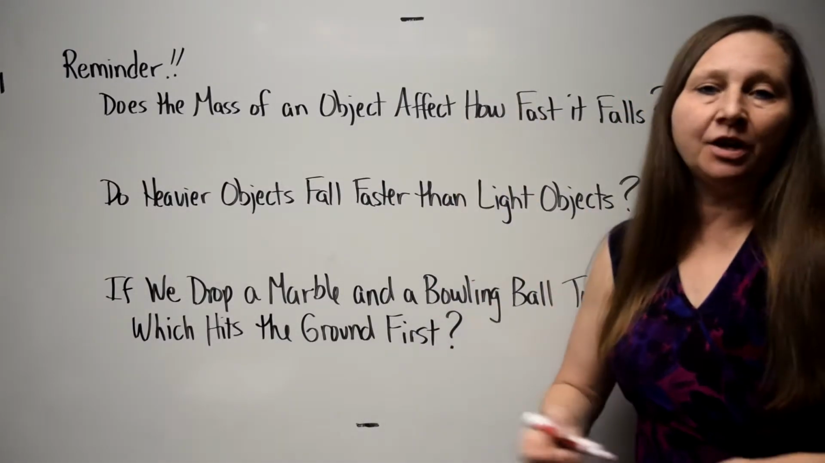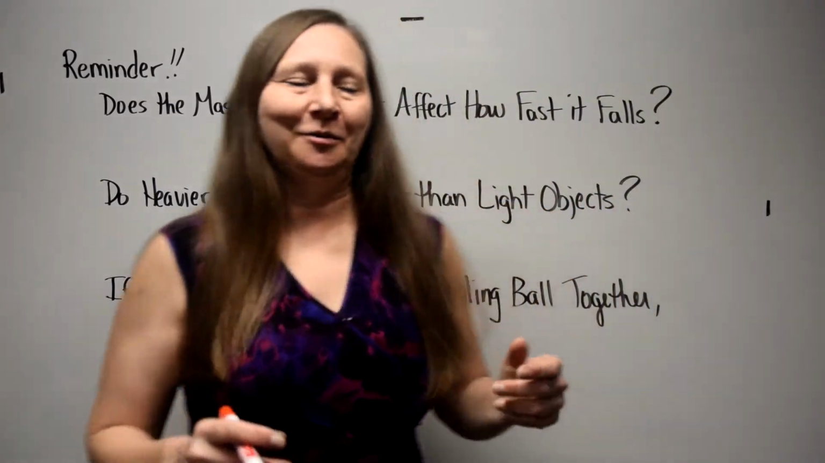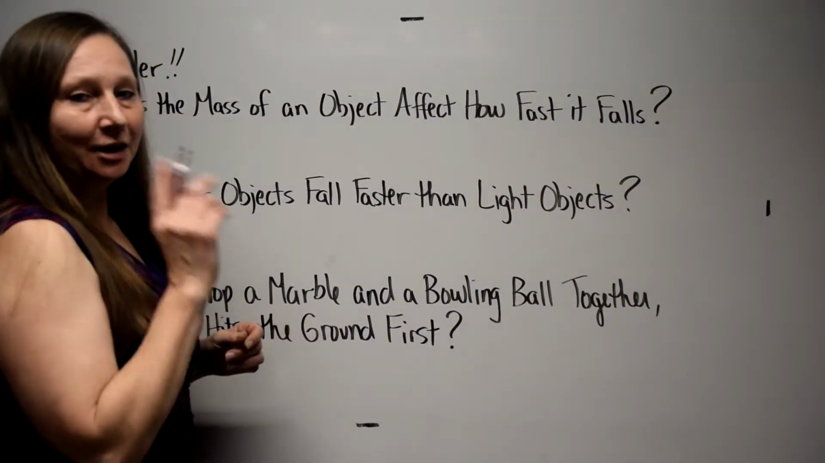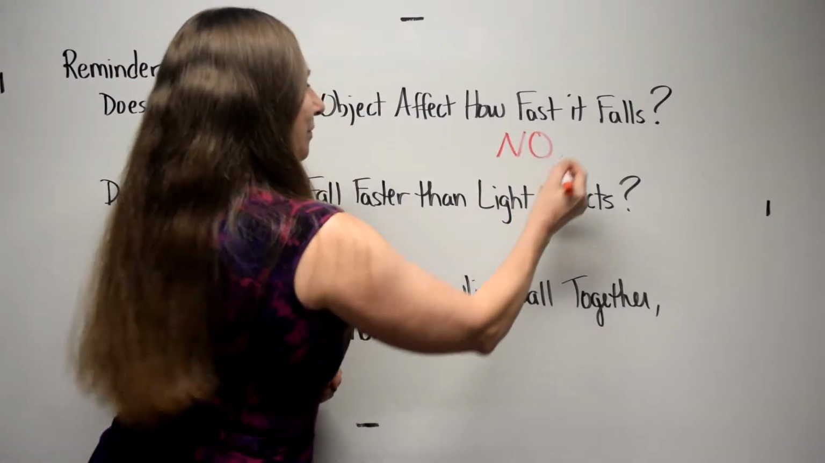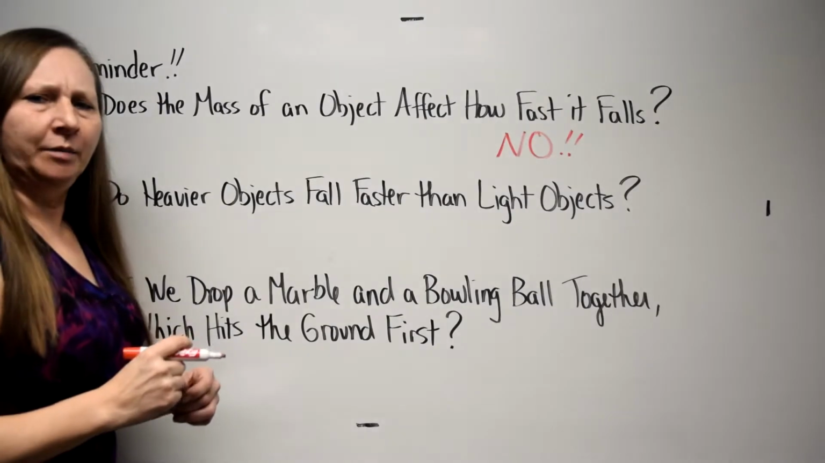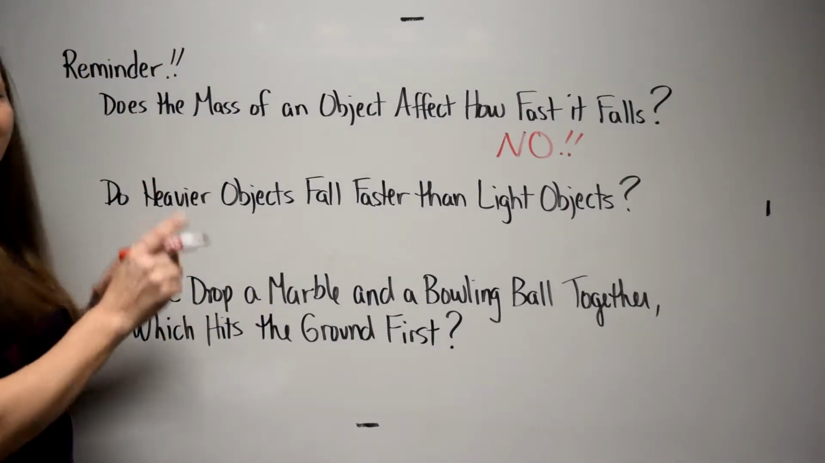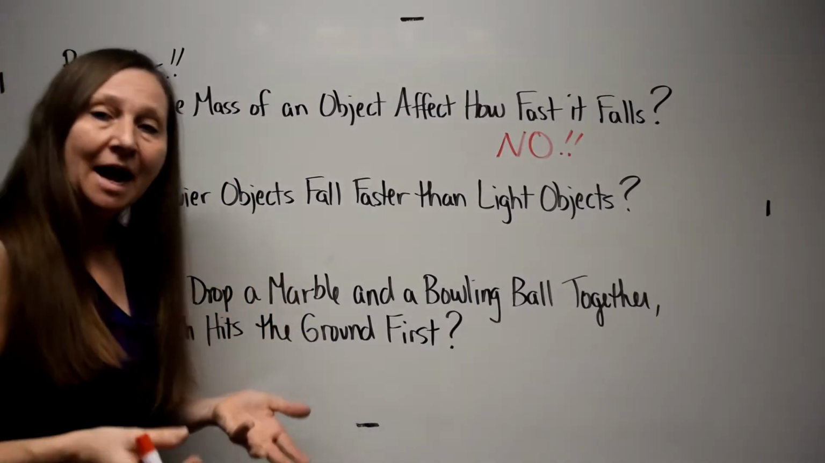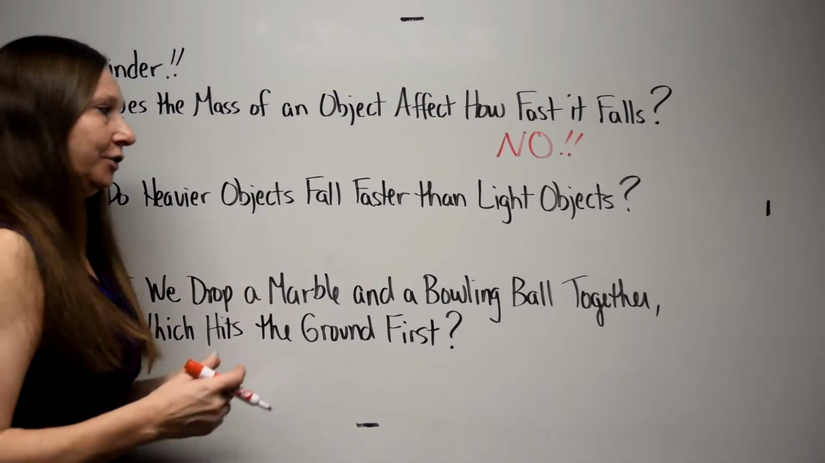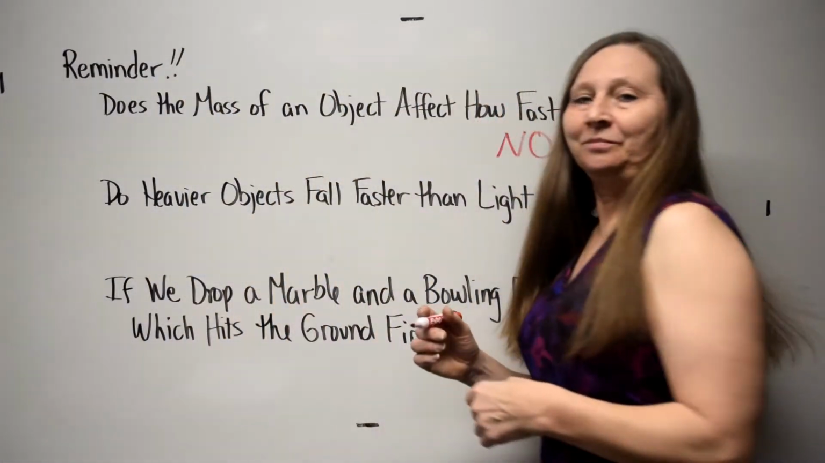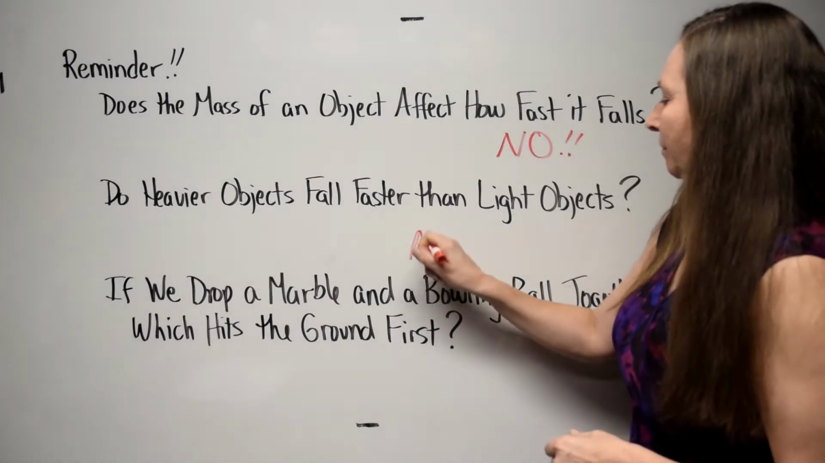Does the mass of an object affect how fast it falls? What do you think? The answer is no. Wait a minute. You don't like that? All right, ask it a different way. Try this. Do heavier objects or more massive objects fall faster than light objects? What do you think? The answer is no.